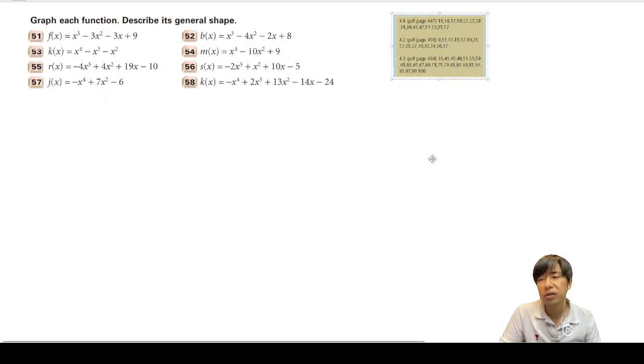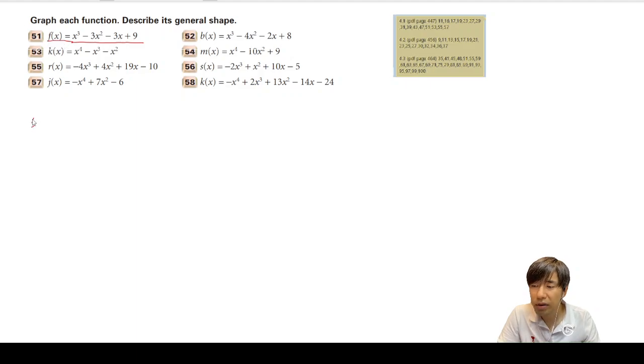Graph each function, describe its general shape. So I wanted you to do all the odd numbers here: 51, 53, 55, 57. At this point, you haven't learned everything about how to graph polynomial functions. So what you can do is use your graphing calculator or Desmos, online graphing tools. Just put this into the calculator or Desmos, and you'll end up with a graph.